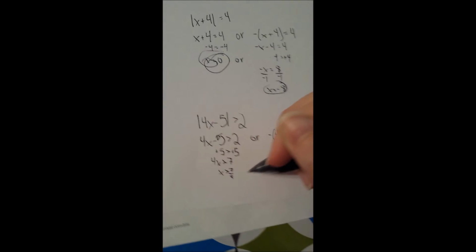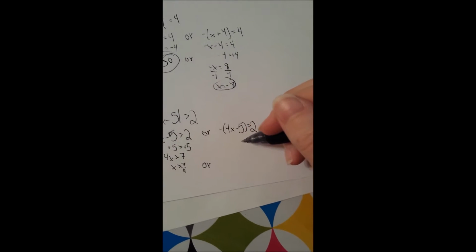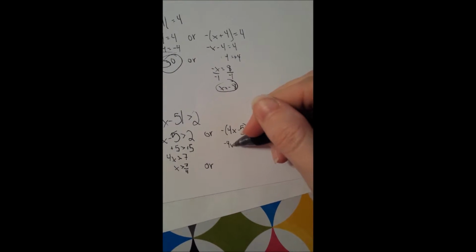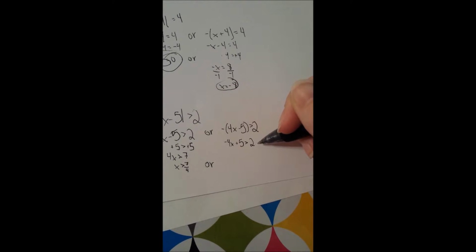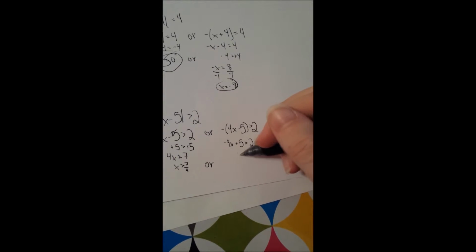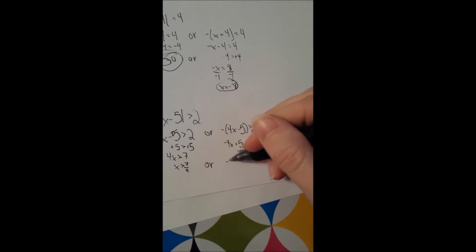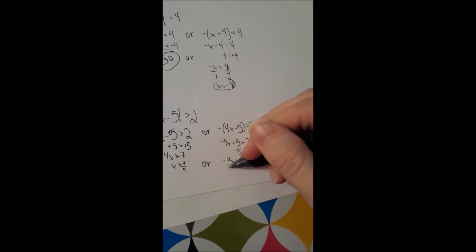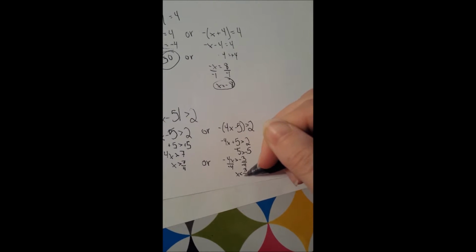On the other side, you'll have the negative outside your quantity, 4x minus 5. So you have negative (4x minus 5) is greater than 2. Then you can distribute your negative 1 to each of the terms within the quantity, so you have negative 4x plus 5 is greater than 2. Then you can subtract 5, so you'll have negative 4x is greater than negative 3. And finally, you'll divide by negative 4 to get your answer, x is less than 3/4.